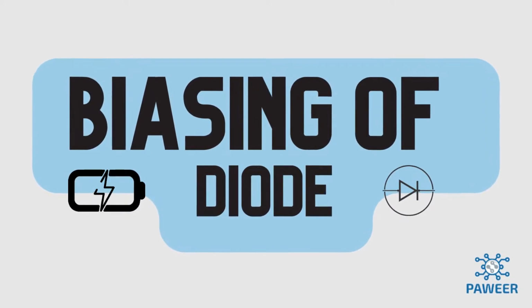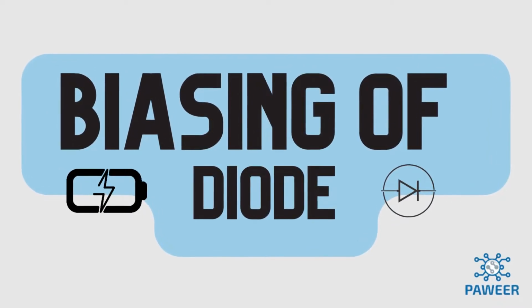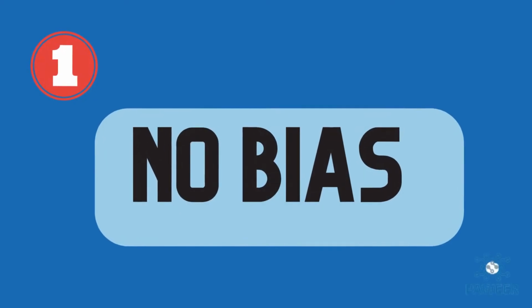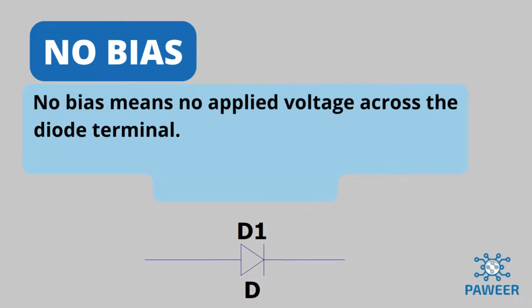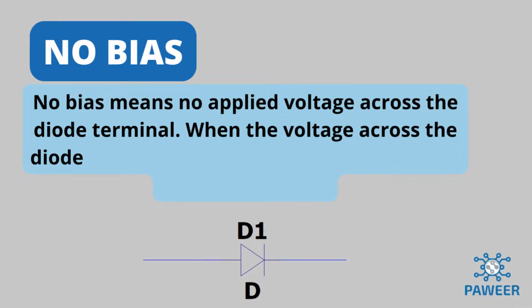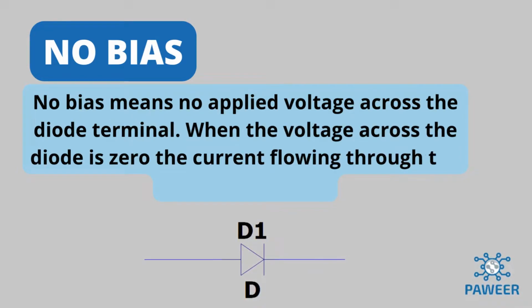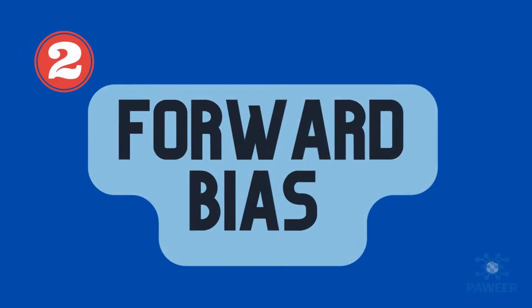Okay, so let's move on to biasing of diode. Number 1 is no bias. No bias means no applied voltage across the diode terminals. When the voltage across the diode is 0, the current flowing through the diode is also 0.